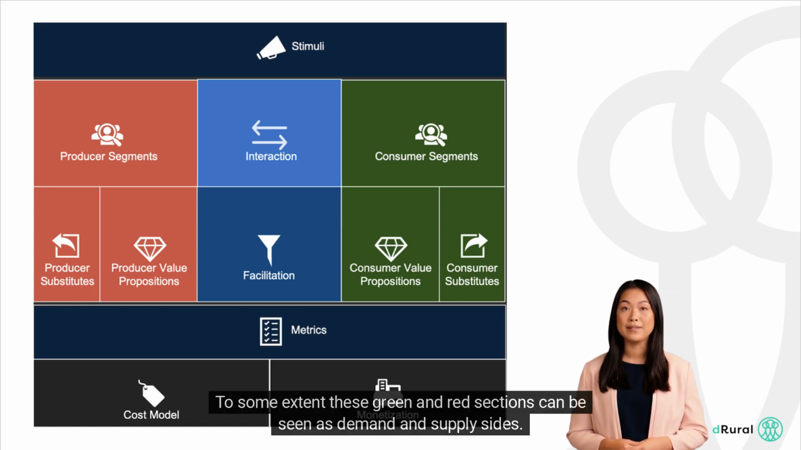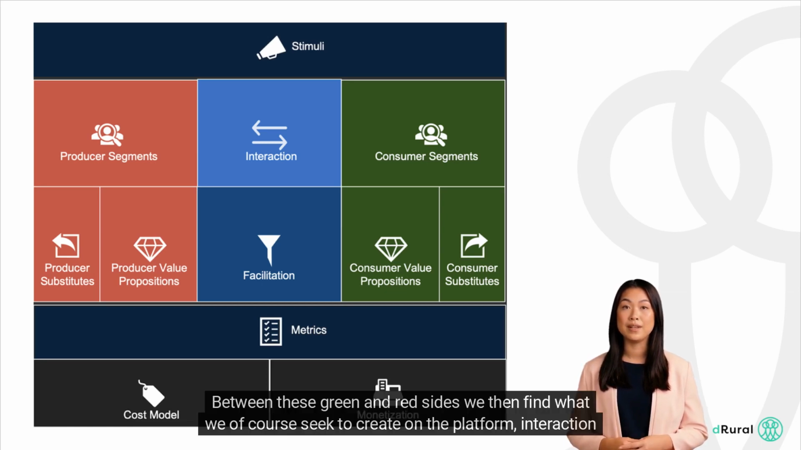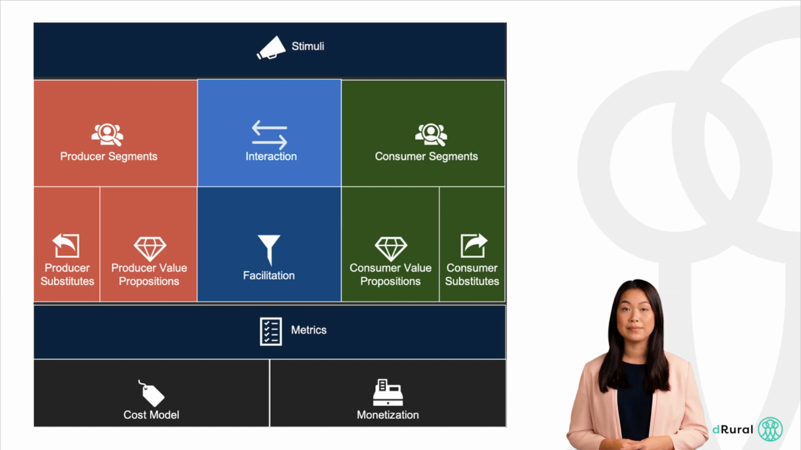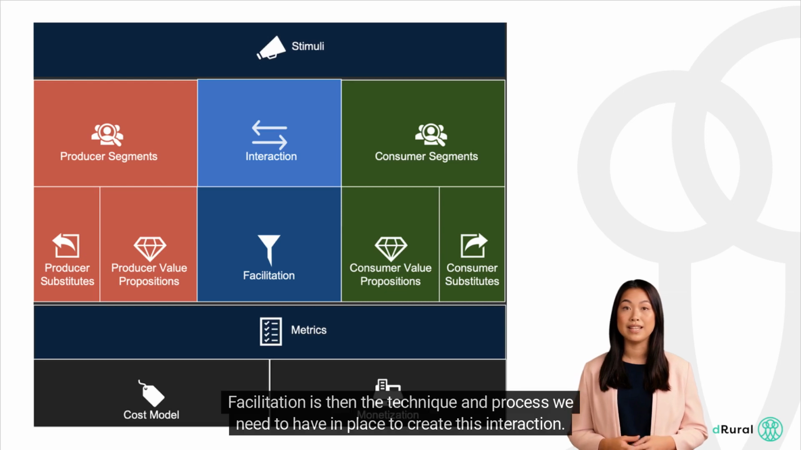To some extent, these green and red sections can be seen as demand and supply sides. But this can also be switched the other way around. Between these green and red sides, we then find what we of course seek to create on the platform: interaction between these sides. This interaction in turn demands facilitation. Interaction is here to describe the flows of communication and activities that the sides will benefit from. Facilitation is then the technique and process we need to have in place to create this interaction.